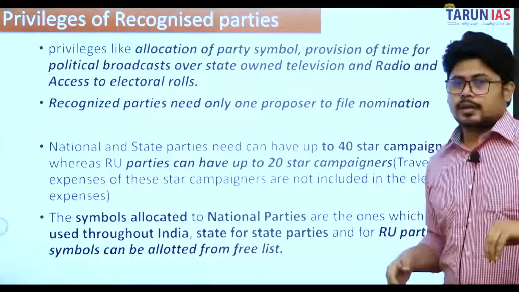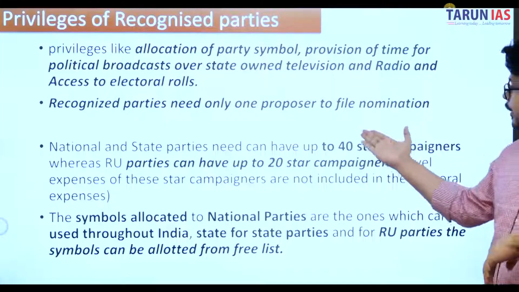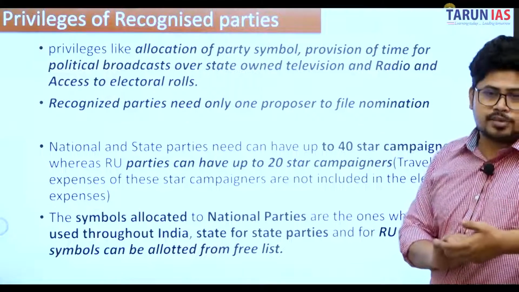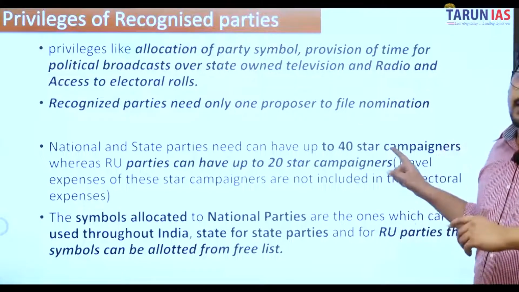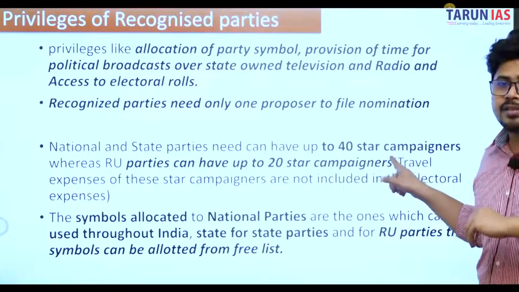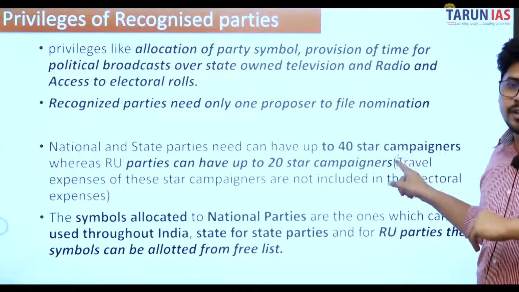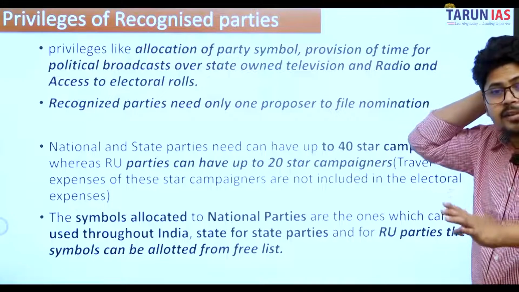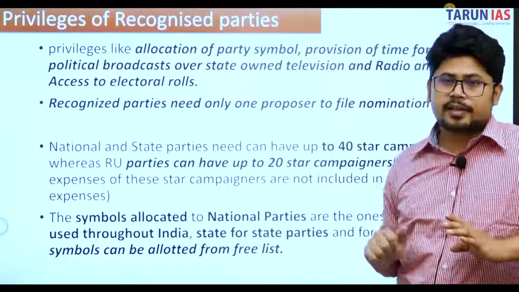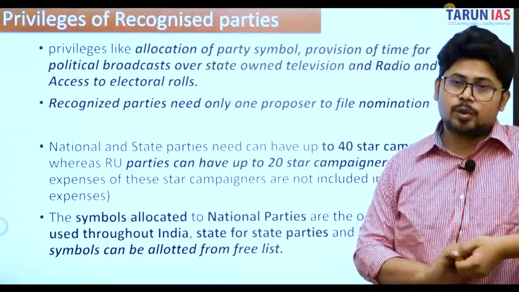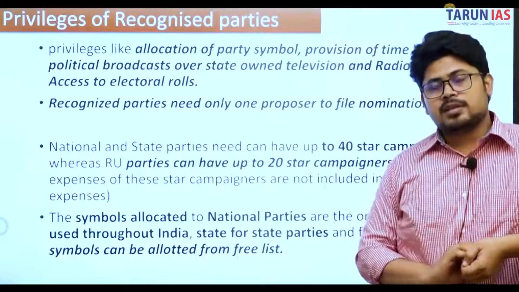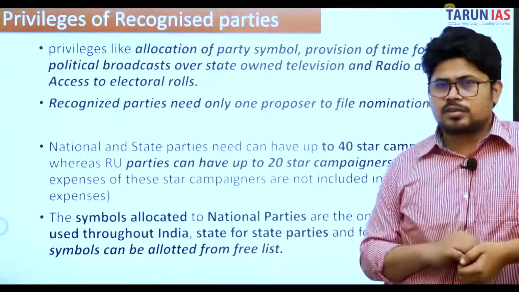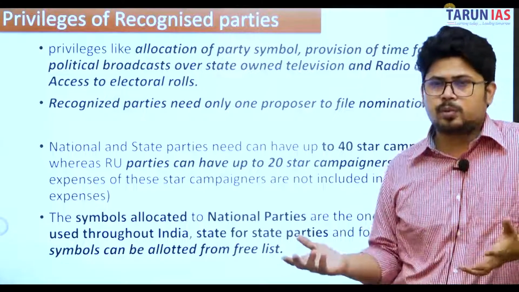Okay, so that is why up to 40 star campaigners are allowed for national parties. That means if a national party makes expenditure up to 40 star campaigners, that is allowed. But unrecognized parties cannot have more than 20 star campaigners. Star campaigners are mostly these Bollywood actors and all these star people.